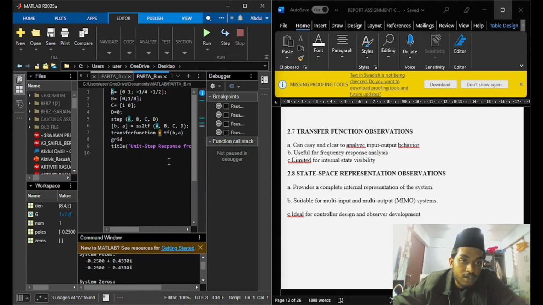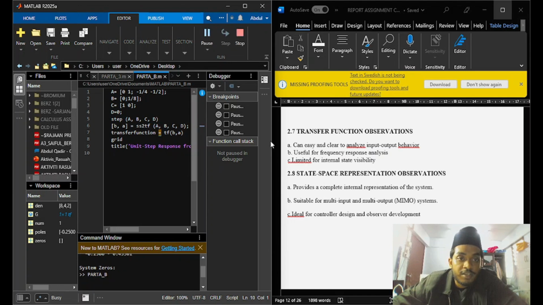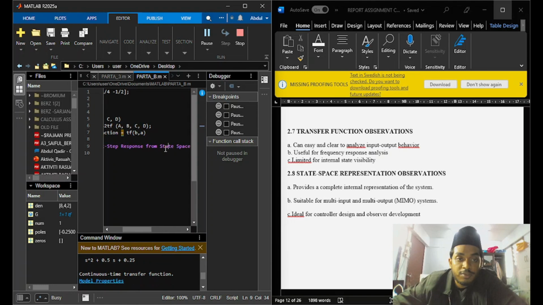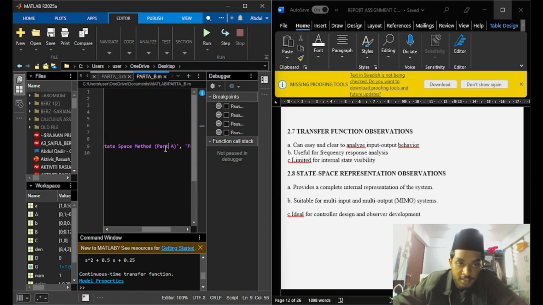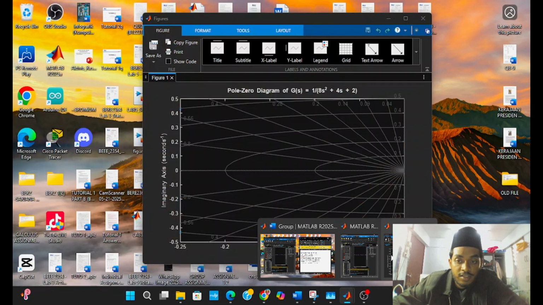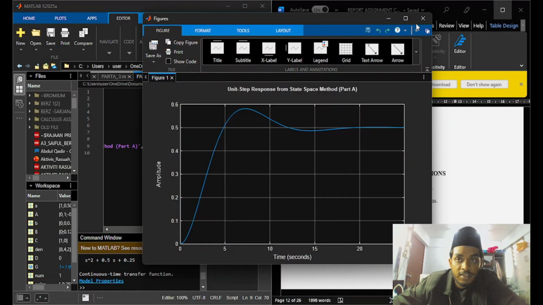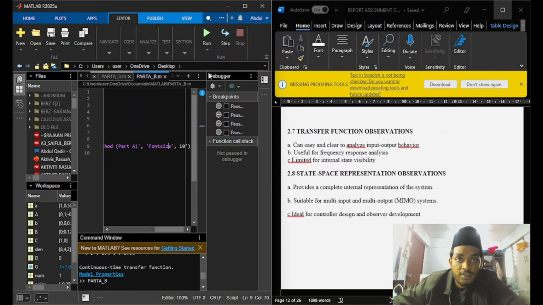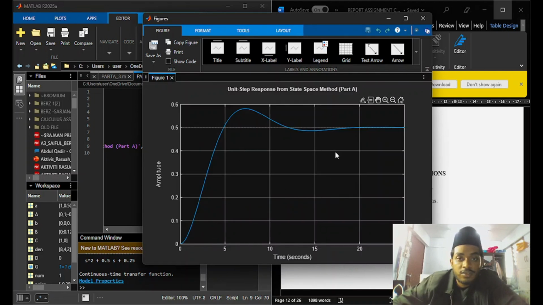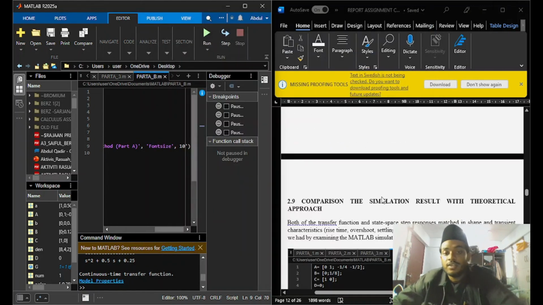So this one is for our next part, which is the unit step response. I'm going to run this one. Okay, this one is for the unit step response from the state space method, part A. So I'm going to run this one, and then we can open this. Okay, so you can see the unit step response, state space method for part A.